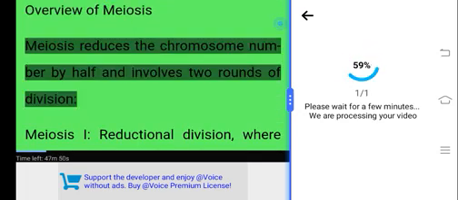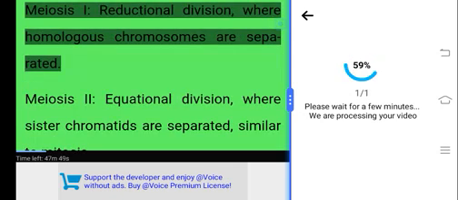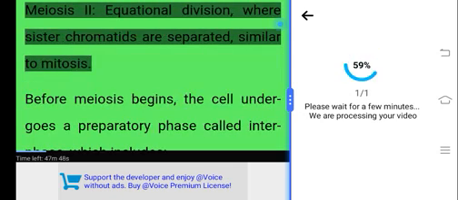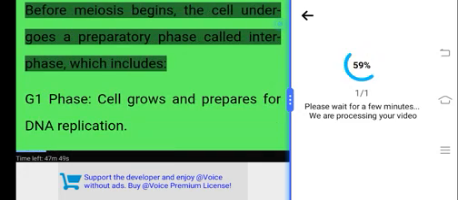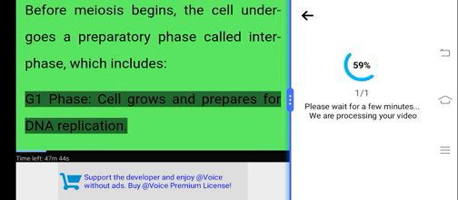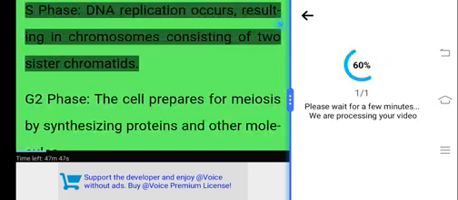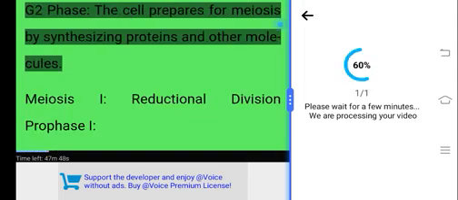Overview of meiosis. Meiosis reduces the chromosome number by half and involves 2 rounds of division. Meiosis I, reductional division, where homologous chromosomes are separated. Meiosis II, equational division, where sister chromatids are separated, similar to mitosis. Before meiosis begins, the cell undergoes a preparatory phase called interphase, which includes G1 phase, where the cell grows and prepares for DNA replication. S phase, where DNA replication occurs, resulting in chromosomes consisting of 2 sister chromatids. G2 phase, where the cell prepares for meiosis by synthesizing proteins and other molecules.